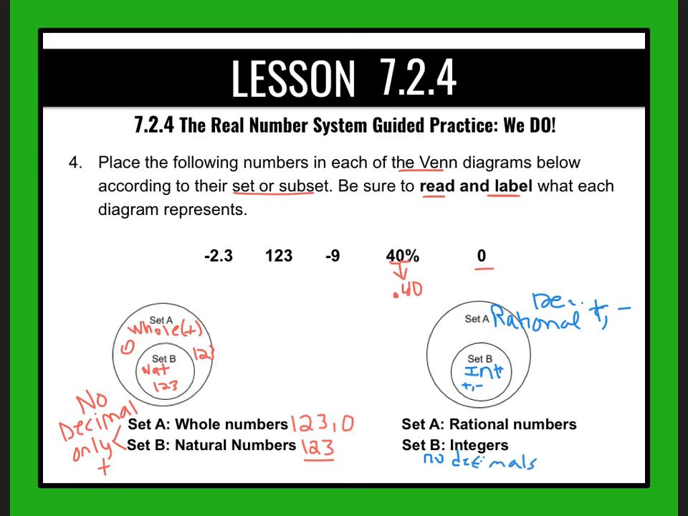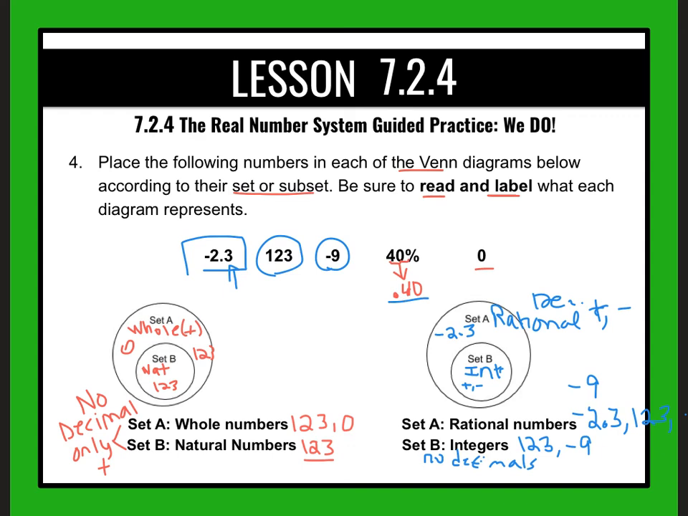All right, so let's look at the first number. Negative 2.3. Well, it has a decimal, so it cannot be an integer. It is negative, but the best place to put that is right here. Negative 2.3. Or I can write it in my little Venn diagram. 123, well, I know that that is definitely an integer, so therefore it's also a rational number. Okay? Negative 9 is also an integer, and it's also a rational number. I'm going to write that right here.